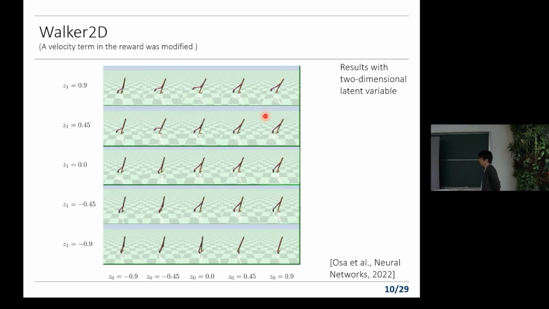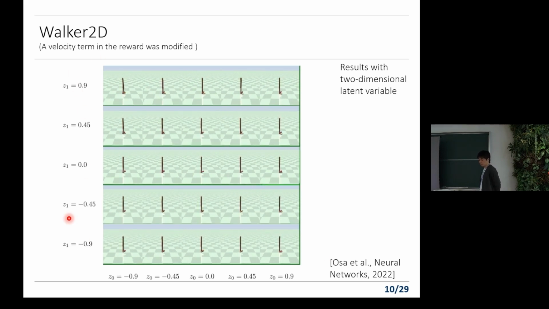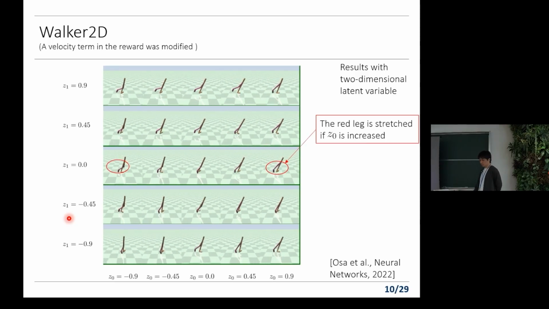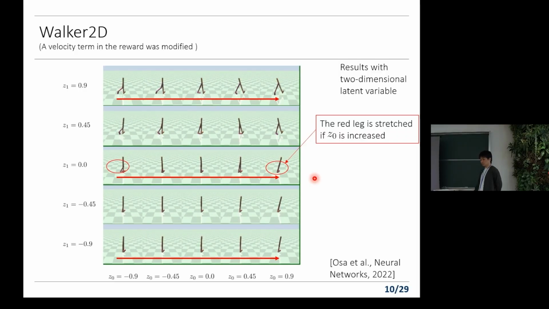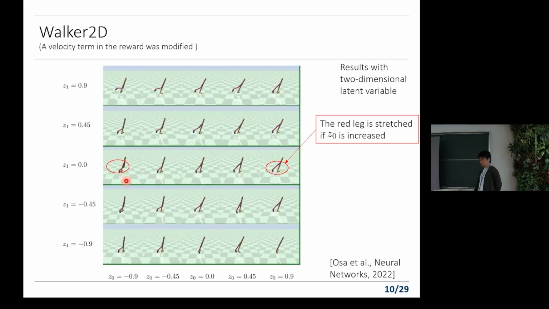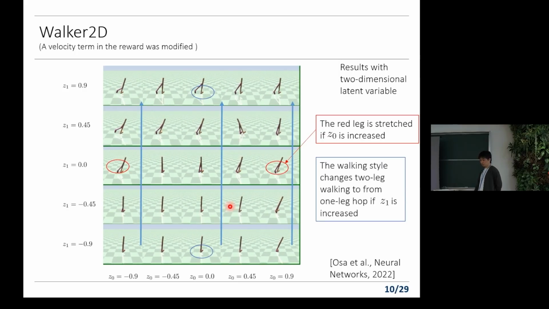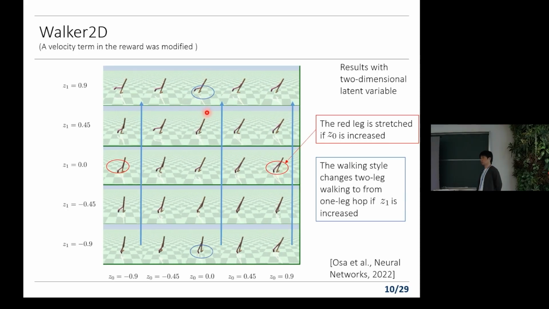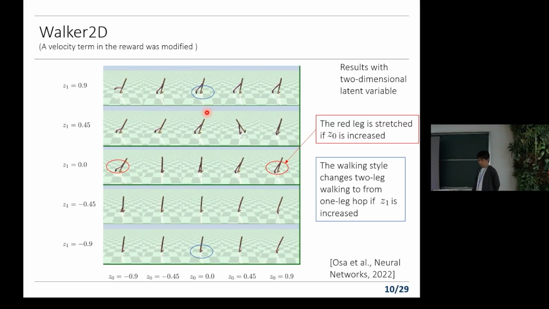Here, the horizontal and vertical axes represent the latent variables. If you change the latent variable continuously, the behavior changes continuously. Here, the angle of the knee changes continuously. Also, if you change the latent variable in this direction, the agent switches from two-leg walking to one-leg hopping like this. So we can do something like this in reinforcement learning.